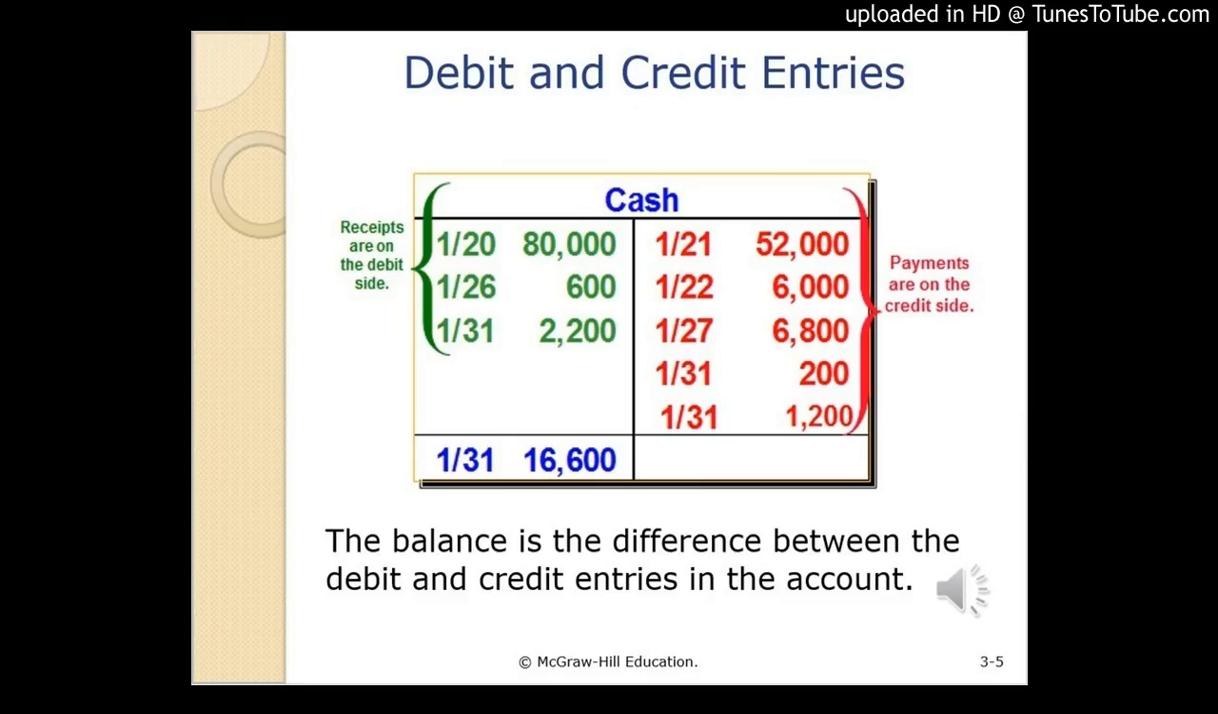So what this looks like is that we had $80,000 of cash come in because it's listed on the left-hand side here. So we are increasing our cash account. When you increase an asset account, it's called debiting that. So the way that I would say this in accounting language is that on the 20th of January, I debited the cash account for $80,000.